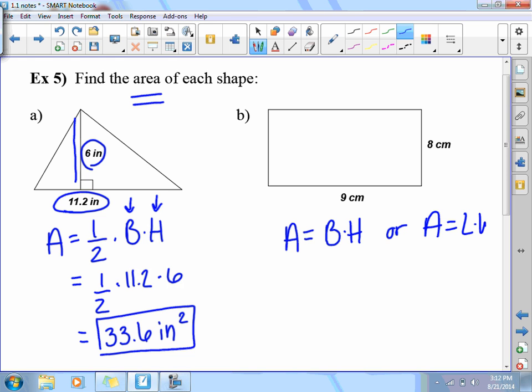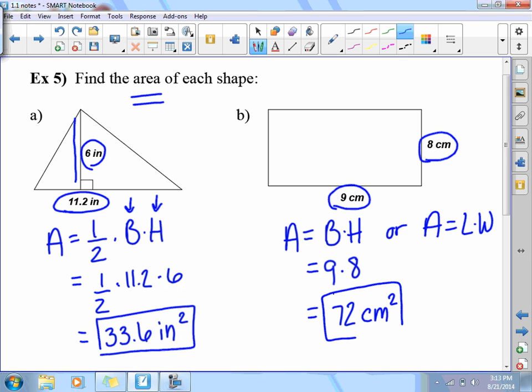So if we use the base times height one here, our base value is 9. So that's going to be the value of our B variable. And the height is 8. So that's going to get substituted in for our H variable. And then 9 times 8, I hope you know that. I hope you don't need a calculator to tell me that that's 72. And again, it's going to be centimeters squared. So it was centimeters times centimeters, so that was centimeters squared.